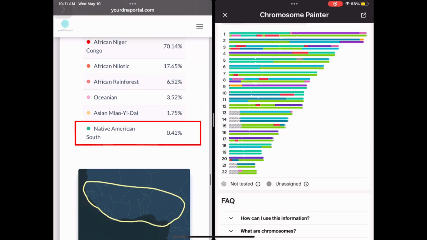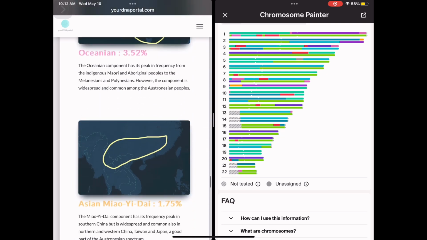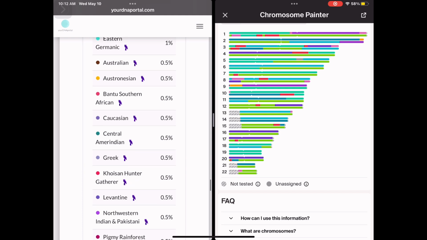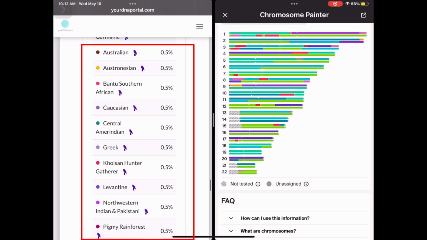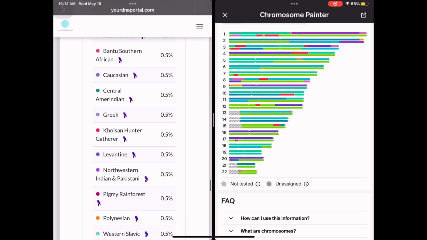Chromosome 17 shows Native American South at 0.42%. In-depth origins show the following at 0.5%: Australian, Austronesian, Bantu Southern African, Caucasian, Central Amerindian, Greek, Khoisan hunter-gatherer, Levantine, Northwestern Indian and Pakistani, Pygmy Rainforest, Polynesian, and Western Slavic.